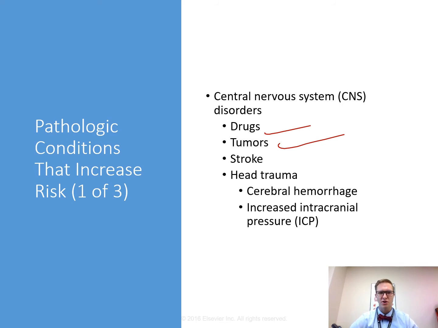So we talked about the stroke, head trauma, cerebral hemorrhage, increased intracranial pressures are all going to be things that we'll have to look at there. Other things, hypothyroidism, sleep apnea syndrome, are all things that can easily decrease that drive to breathe. So we're going to be looking at a lot of things that can be really impactful, and CNS is not something to overlook, especially when we're looking at things like narcotics or things like tumors or traumas to the head that can really decrease their drive to breathe.